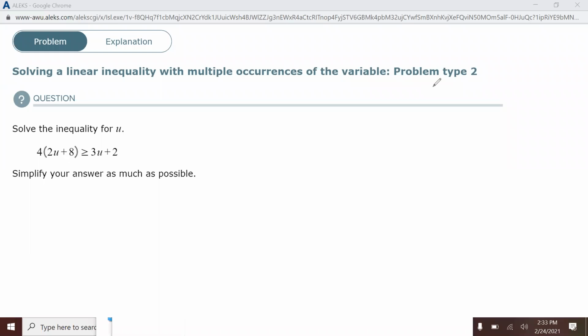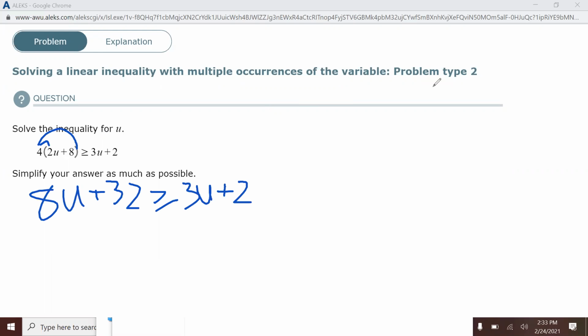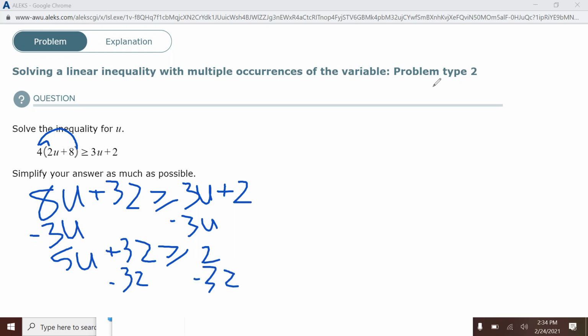The significant difference between this one and the last is that we have these parentheses. So let's multiply away those parentheses, and then it will be just like the last problem. When I multiply the 4 through the parentheses, I get 8u plus 32 on the left side of the inequality statement. Now I can subtract 3u from both sides to get the u's together, and then subtract 32 from both sides.